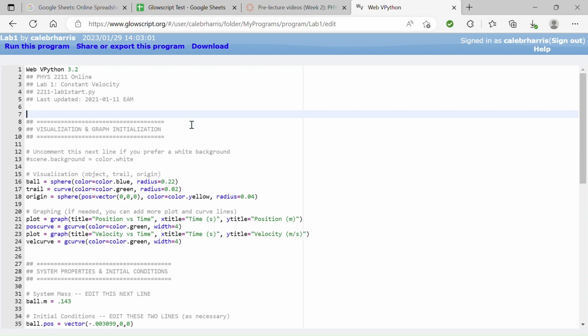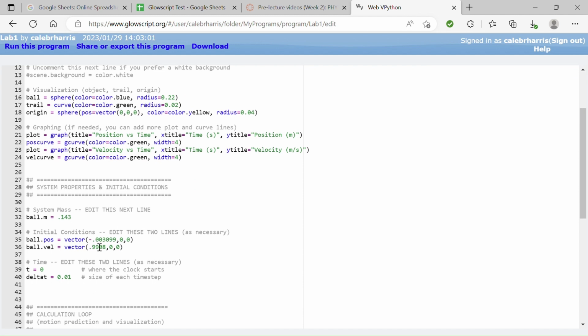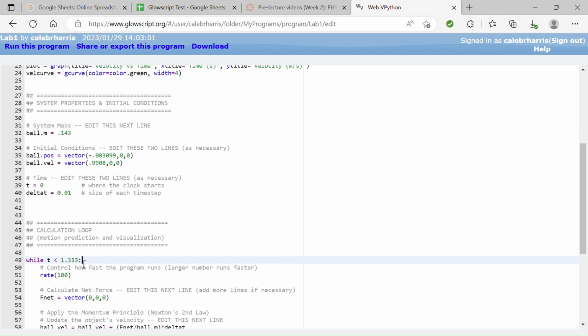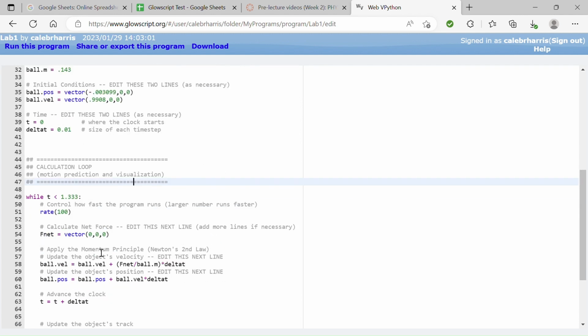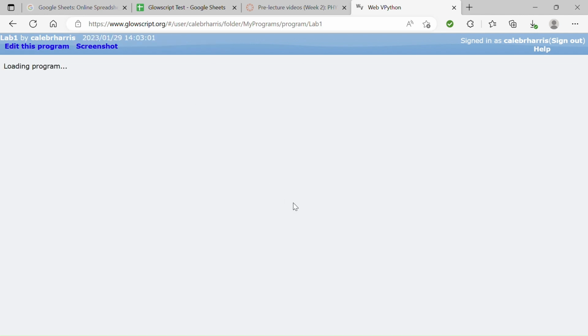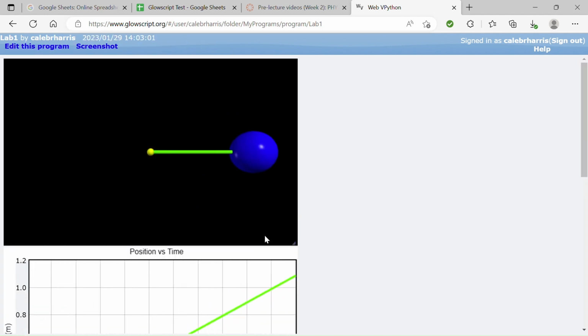After copying the starter code, the only things that I had to edit were the system's mass, initial conditions, and the time of the while loop, as you can see here. As I said earlier, the net force is 0 in the computational model, so that is why I left the F net vector as 0, 0, 0. This allows uniform motion. Running the program, you can see the ball increasing in the positive x direction with a positive constant velocity.